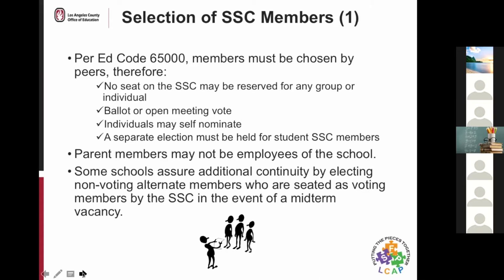Education Code does not specify how members are selected by their peers, so this can be done through a ballot process or an open meeting vote, and individuals may also self-nominate. For student members at the secondary level, a separate election must be held in which the entire student body has the opportunity to select student members.